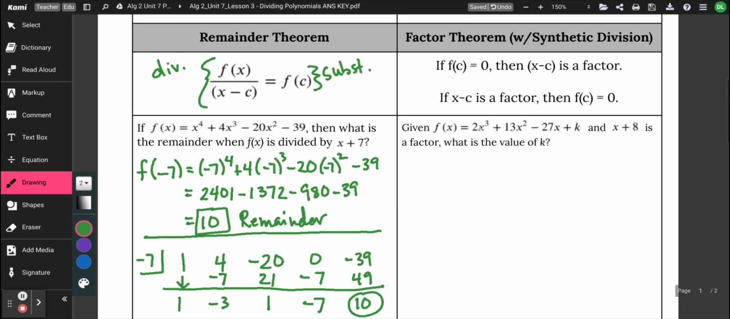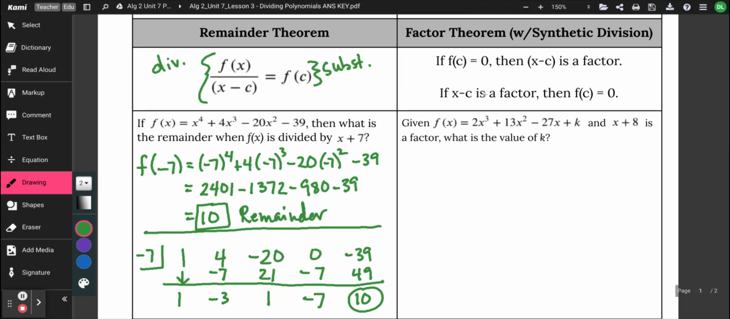Now the factor theorem with synthetic division says that if f of c equals 0, so if we can substitute some value c into a function and get 0, then x minus c is a factor, and vice versa. These are just converses of each other.